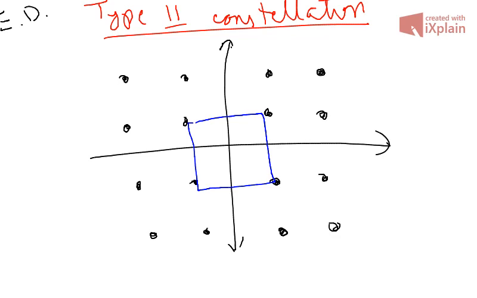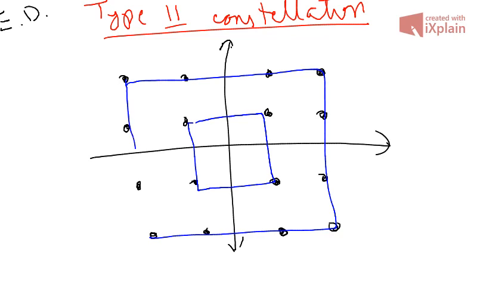You can say that if you observe, we can just draw this square here. Right? We have another square. So this is actually a square QAM, or we say QAM constellation, or it's also known as square QAM.